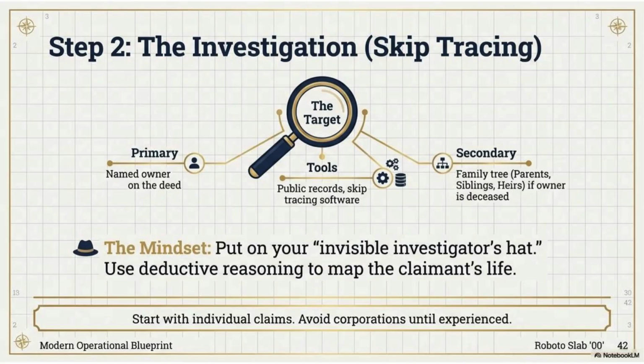Use deductive reasoning to map out the claimant's life. Where did they move? Are they still alive? Who are their relatives? This requires patience and strategic thinking. One more critical piece of advice: start with individual claims. Avoid corporations until you're experienced. Corporate ownership adds layers of complexity with dissolved entities, successor companies, and complicated ownership structures. Master the individual cases first.